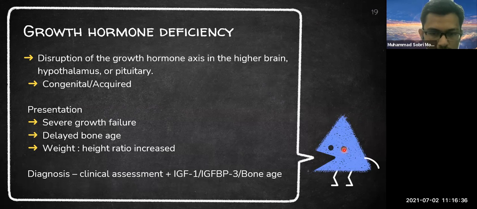The child can present with severe growth failure, delayed bone age, and also an increase in the weight-height ratio. So the child might have too much weight for its normal height, more than what the child is supposed to have for that height.